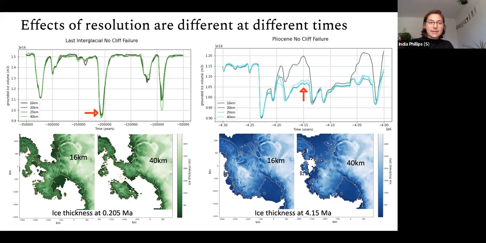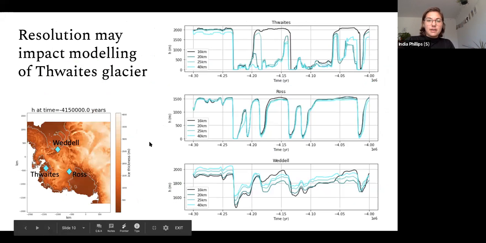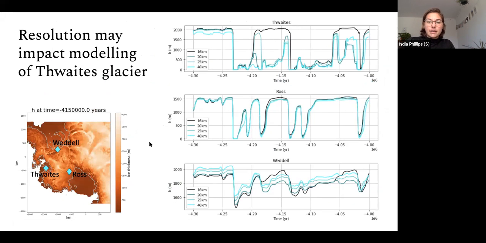Cool. Next, Izzo. Okay, and then these on the right are time series of height of the ice, or ice thickness, at specific points. I've dropped those points on this little map over here. So that's Thwaites, Ross, and Whillans.